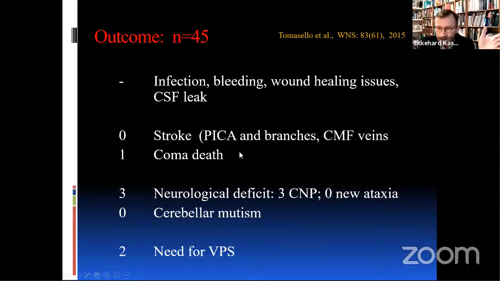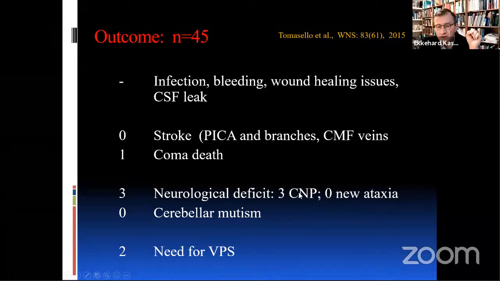Now, in their study, this particular paper, they looked at a number of pathologies. And out of 45 patients, they really had a low surgical morbidity. They had no strokes. One patient, unfortunately, died of delayed bleeding. But they only had 3 patients with transient cranial nerve deficits, no cerebellar mutism, and 2 patients, based on the lesion, required a shunt afterwards. So compared to the midline approach, low morbidity, no cerebellar mutism in most cases, although that has been described as well.